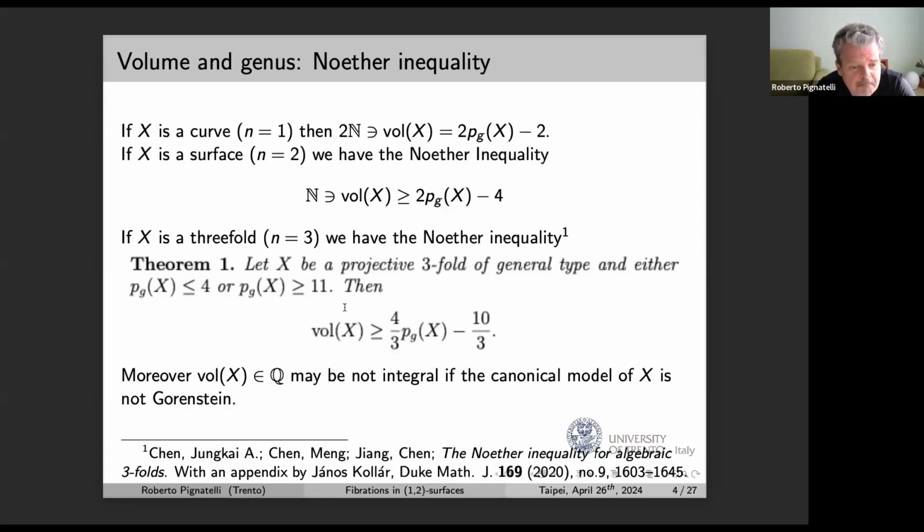And the second thing is that this theorem has an old story, which I don't know completely, but the fact that the inequality is sharp for arbitrarily high pg is due first to Kobayashi, with examples in the 90s. And then there is a long story of papers by Yongkai, Meng, and other collaborators.